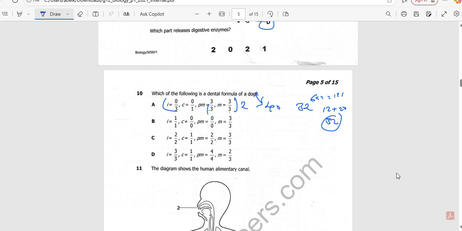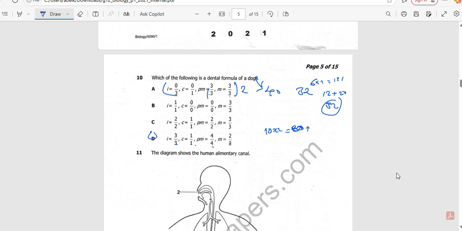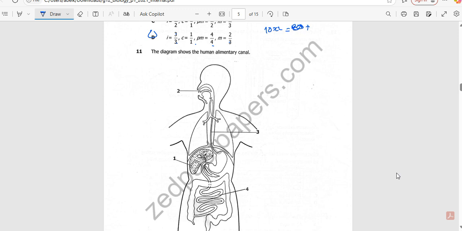So let's try this one with the good numbers. So 3, 1, 1, 4. So we have 4, 8, 10. So 10 times 2, I get 20. I get 40. I get 20 plus, then 3, 4, 8. Then by this, you find that these numbers now are matching. So the answer is D. That's how we do it.